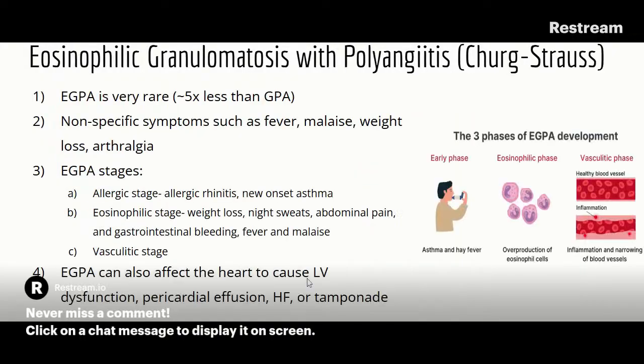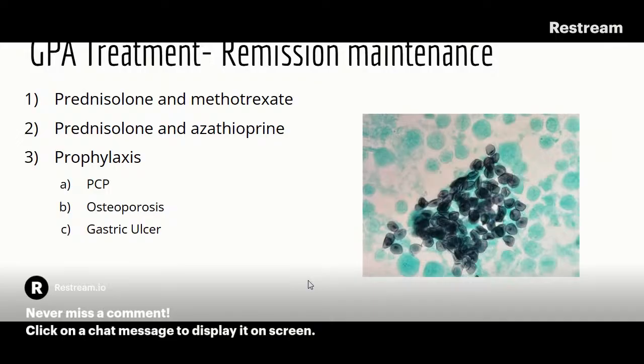Make sure you cover for prophylaxis. So you've got your gastric ulcers that can form because of steroid use. You've got your osteoporosis that can form because of steroid use. You're immunosuppressing them, so they need to be PCP aware. If they need prophylaxis for that, that might be worth thinking about.